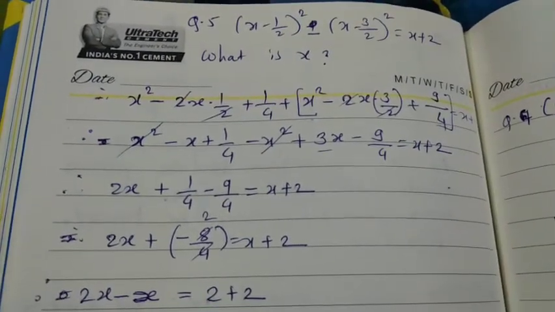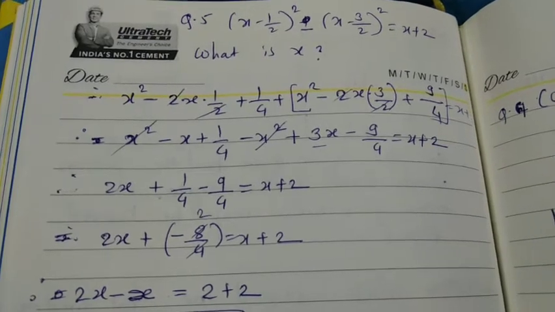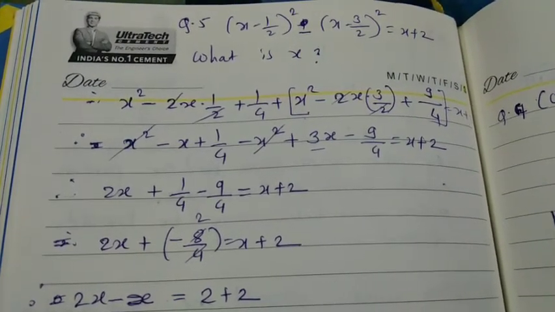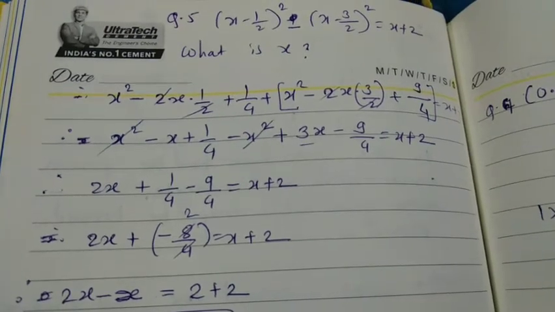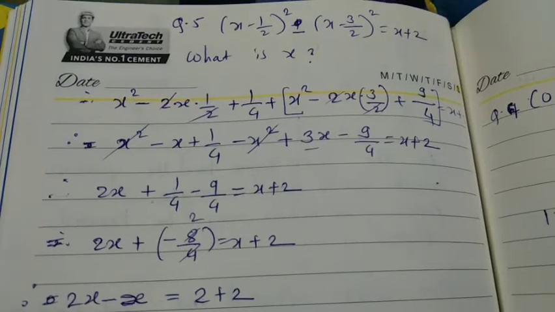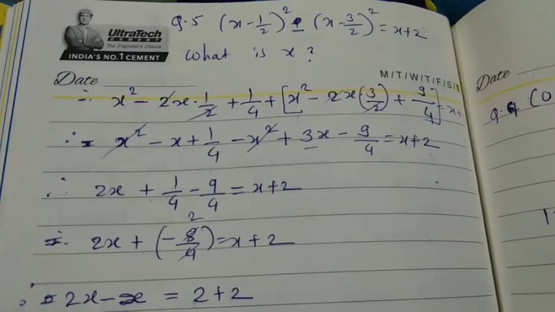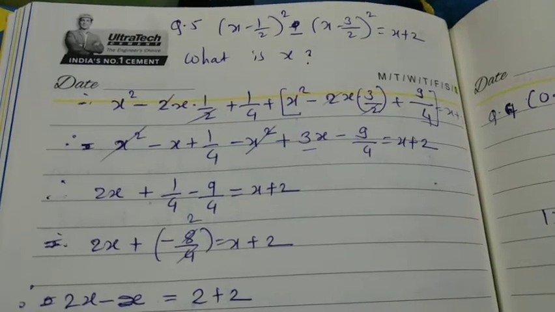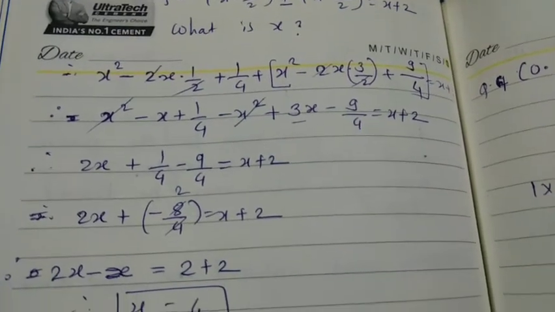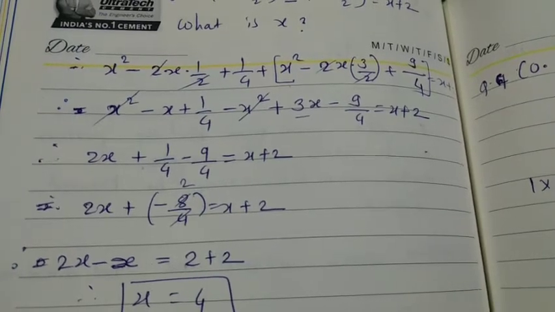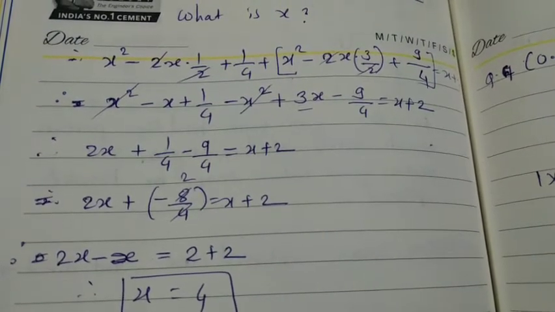In the next question, you are given (x minus 1 by 2) whole square minus (x minus 3 by 2) whole square is equal to x plus 2. Find the value of x. Very simple question. Apply the (a minus b) whole square formula and rearrange the equation like this. So the final value of x is 4. x equals 4.